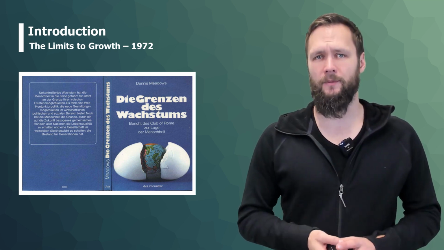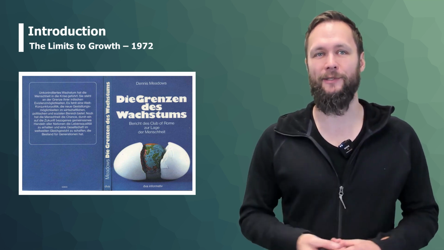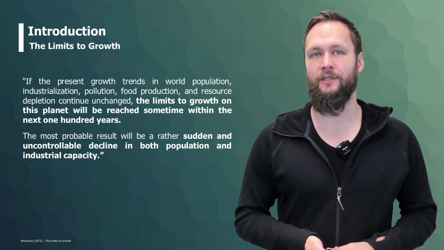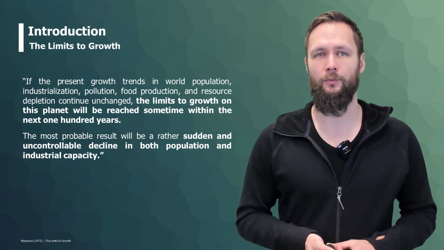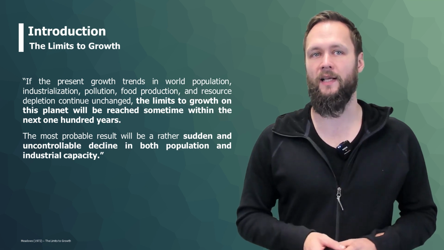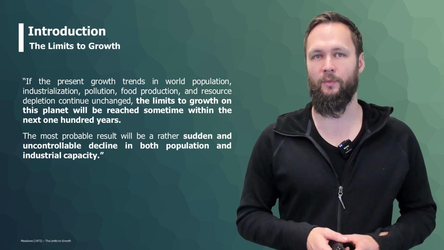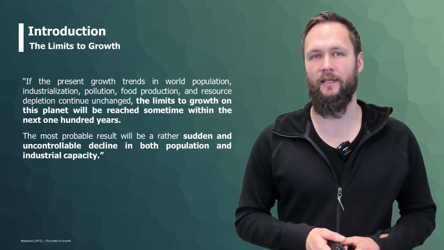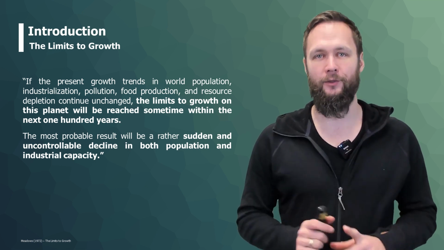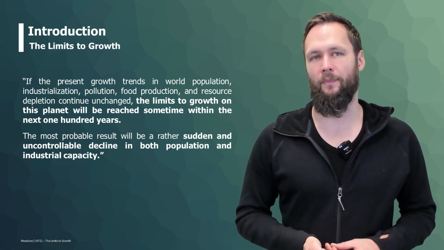When they wrote this book, they already came to the conclusion that we're doing something that is not sustainable and we cannot continue like this. In the book they wrote: if the present growth trends in world population, industrialization, pollution, food production, and resource depletion continue unchanged, the limits to growth on this planet will be reached sometime within the next 100 years. The most probable result will be a rather sudden and uncontrollable decline in both population and industrial capacity. This is what they predicted more than 50 years ago. And as you have already seen, we didn't really learn from that.